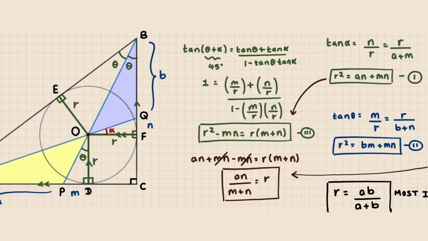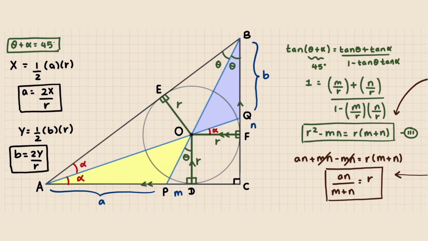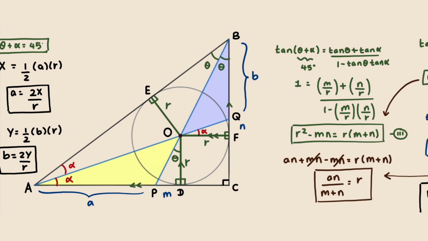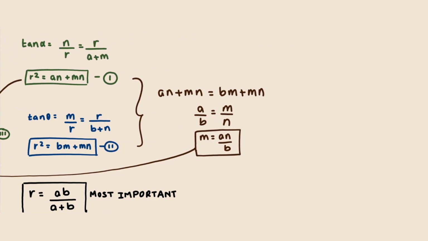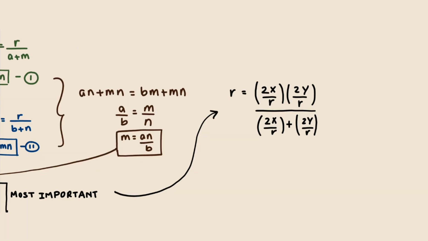But what are we going to do with it? So remember the most important equation, that is r equals ab upon a plus b. In this we are going to replace a and b with their new values. Okay, now let us put the values of a and b in the most important equation. So now r would be equal to the value of a, that is 2 times x upon r, multiplied with the value of b, that is 2 times y upon r, divided by a plus b. Therefore 2 times x upon r plus 2 times y upon r. Now when you simplify this equation, you will get r square equals 2xy divided by x plus y.